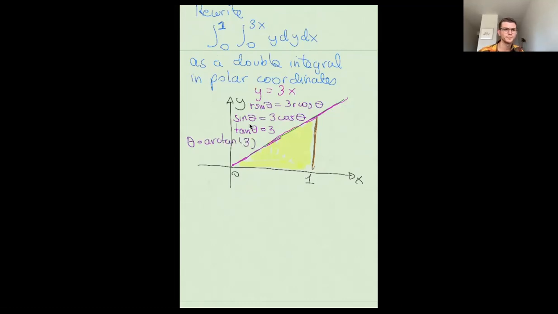Is that making sense? Because that's not 45 degrees or 30 degrees or 60 degrees. It's just some angle. We don't know what particular angle that is.